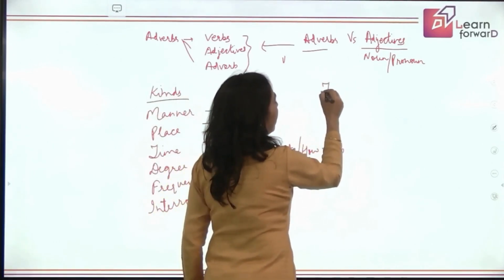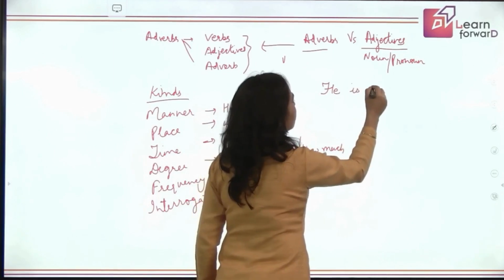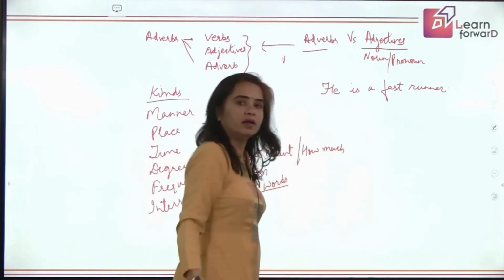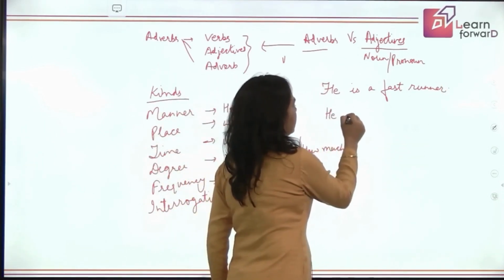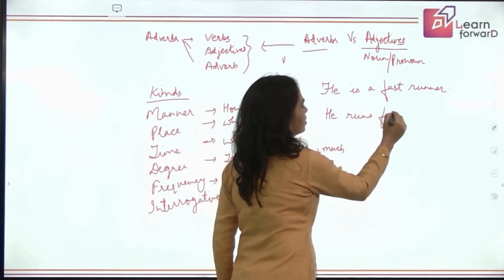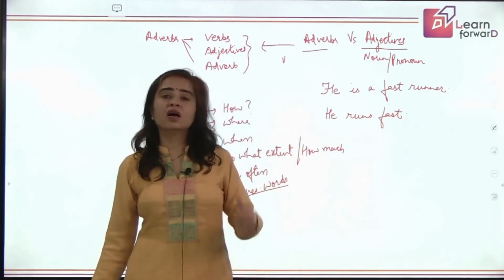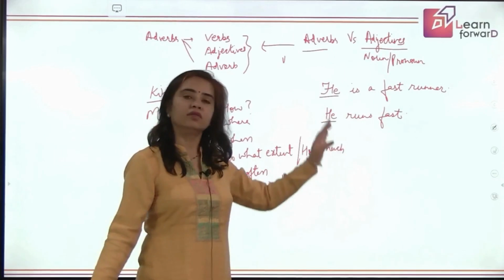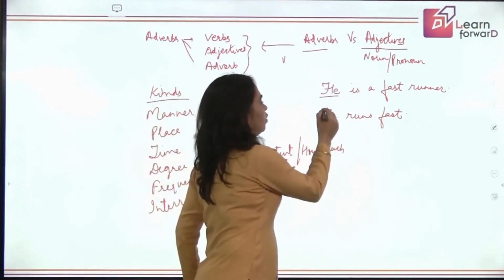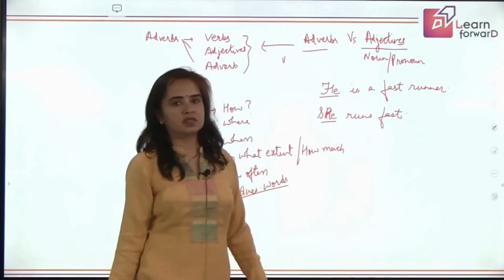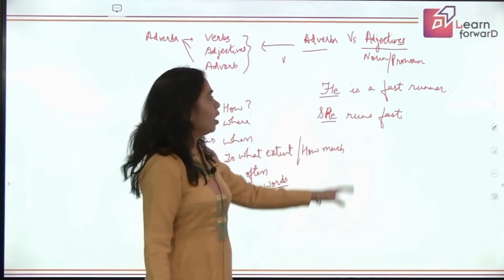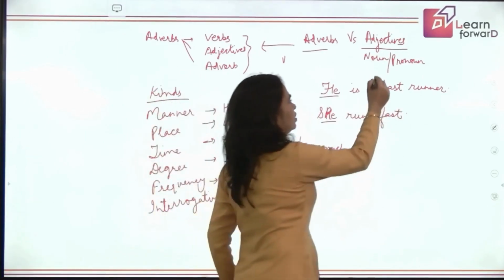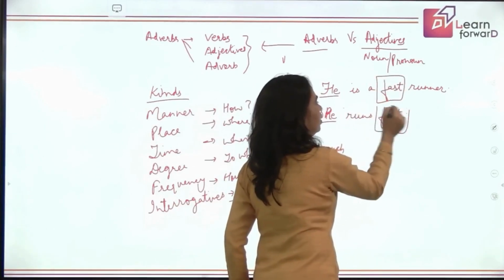For example, I write a sentence: he is a fast runner. And the other sentence: he runs fast. Now, do you see there is a common word in both these sentences? He, of course, is the subject here, the pronoun. We could have also said, she runs fast, right? Now, coming to the rest of the sentence, is there any word that is the same? Good. Fast. You have fast here, and you have it here also.